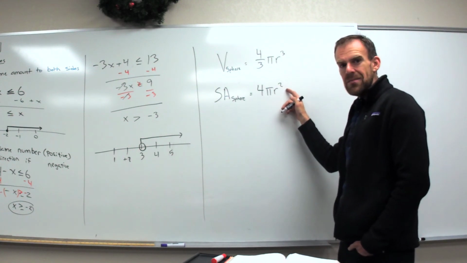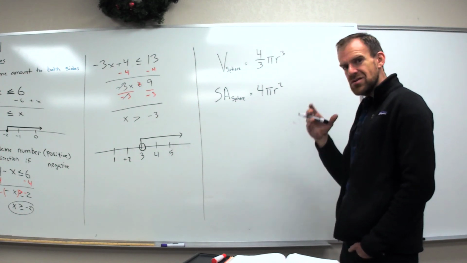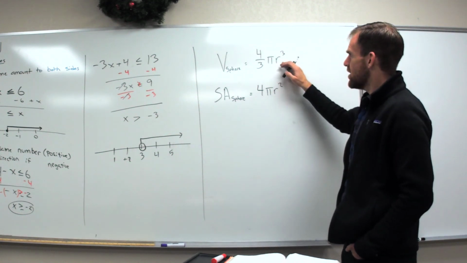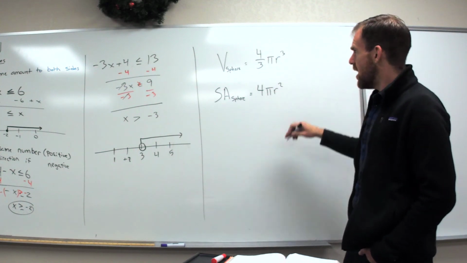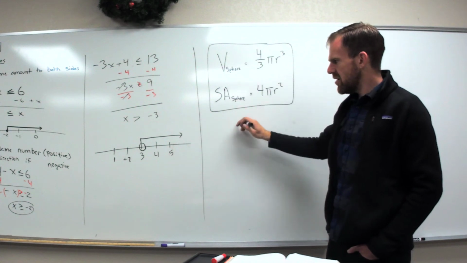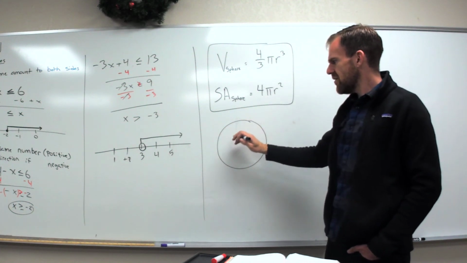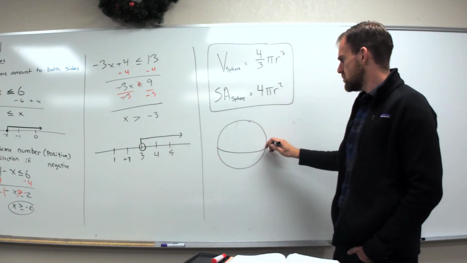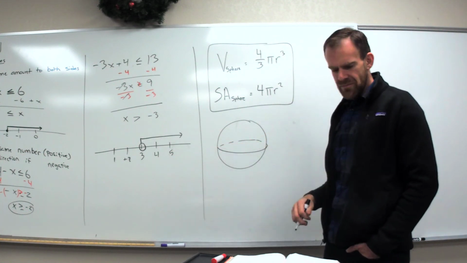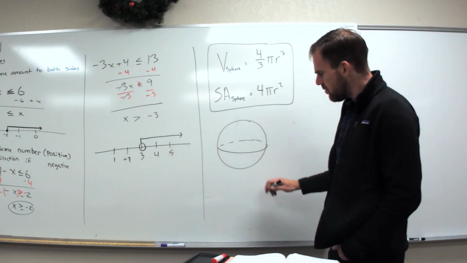We know it's area because it's r squared, right? Square things, a square has area. A cube has volume. Now, how would I use these? Well, let's say we have a sphere. I'll draw you a terrible looking sphere. There we go. And it has a radius of 3.